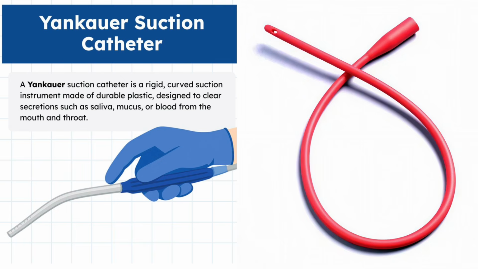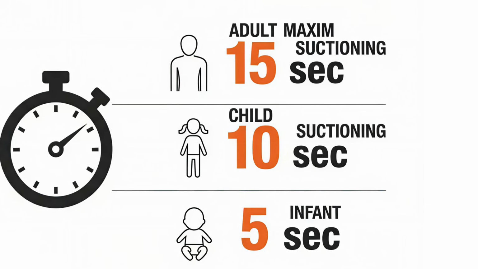Suctioning is used to clear fluids. Your unit must generate at least 300 millimeters of vacuum. A rigid Yankauer catheter is for the mouth, while a flexible French catheter is for the nose or stoma. To use it, measure from the corner of the mouth to the earlobe, insert only as far as you can see, and apply suction only while withdrawing. Remember these crucial time limits, no longer than 15 seconds for an adult, 10 seconds for a child, and 5 seconds for an infant.